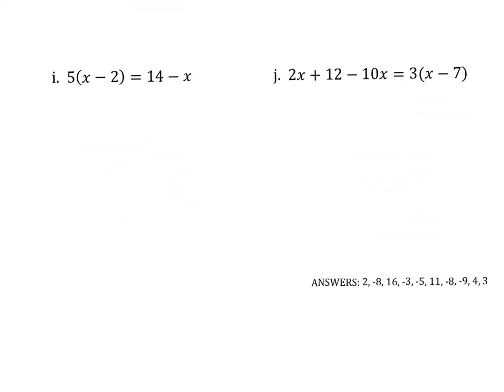Okay, last two, and if you want to try them on your own, go ahead and try them on your own. If you want to see me working them with you, then go ahead and do that as well. Let's see, this one, they just have a little bit of an extra thing on it. Okay, so I see parentheses right away. I'm going to distribute.